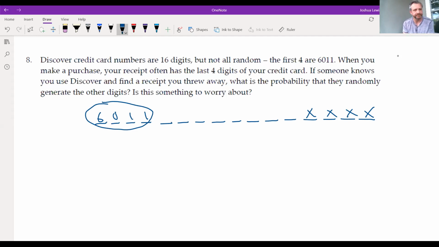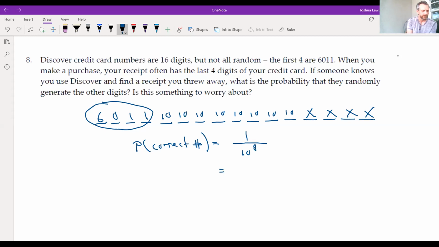Well, should we worry? Well, they're going to guess the rest, right? How many guesses are there? How many options are there for each of these? Well, there are 10 digits, right? So every one of these has 10 options. So the probability of actually guessing your correct credit card number, well, there's only one credit card number, right? There's only one correct credit card number. There are 10 to the 8 choices, okay? And so that's probably not gonna happen, right?